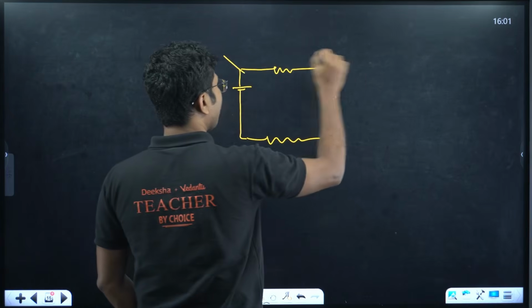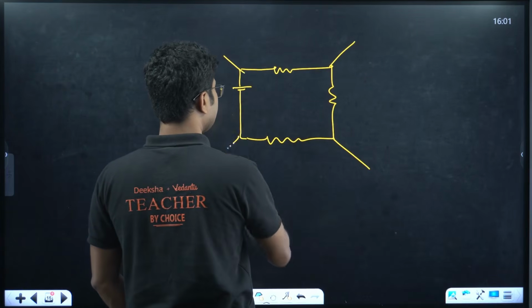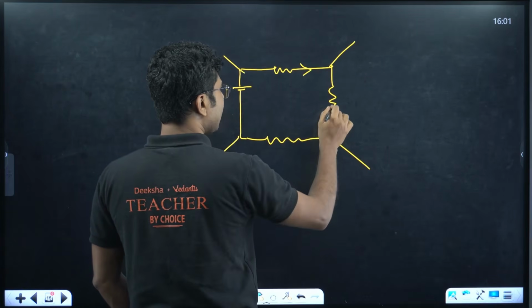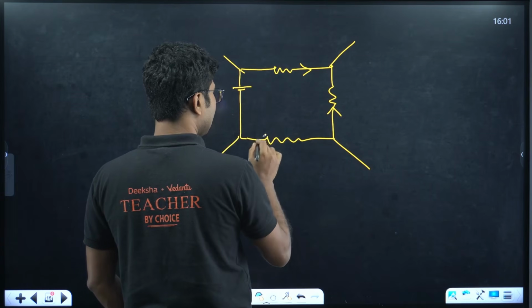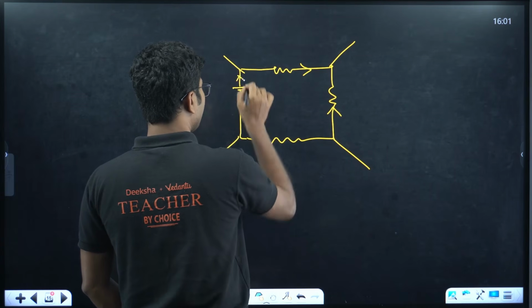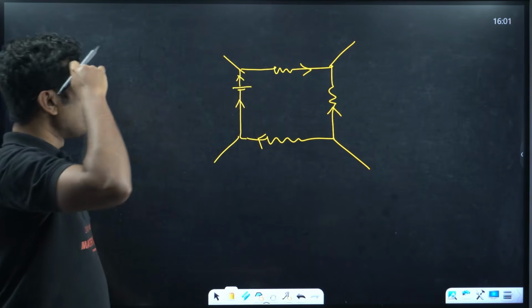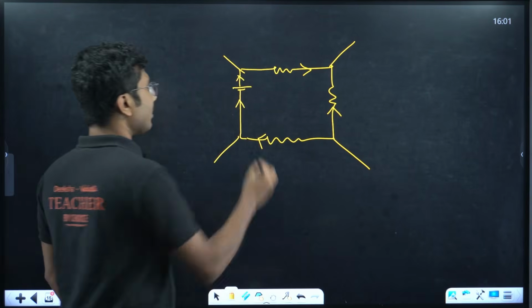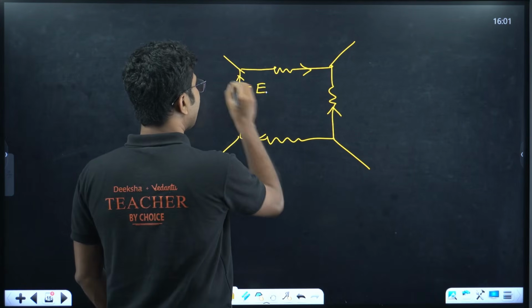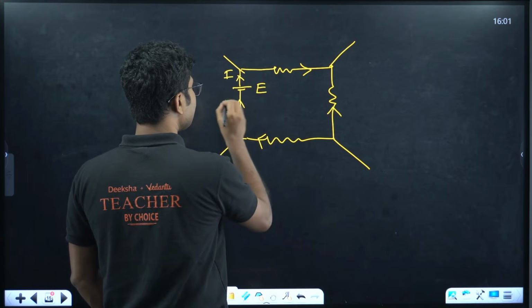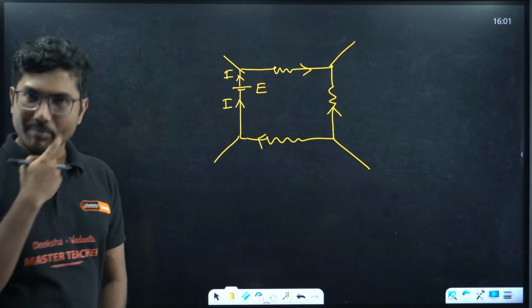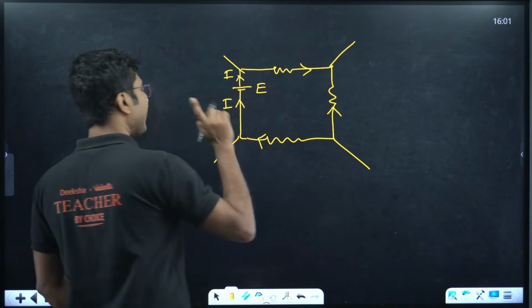Suppose this is part of a complex circuit, with some current passing through this, some passing like this, some passing through there. Now one very important point to remember: whenever there is a cell involved, whatever current is exiting the cell, the same amount of current always has to come back to the cell.